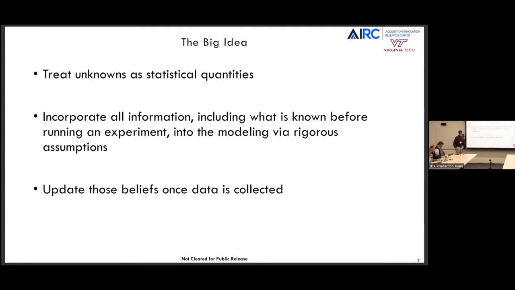So, okay, what's the big idea with Bayesian methods? Typically with T&E, there's an unknown that we're trying to estimate, right? There's some parameter of the system that we're trying to estimate from the test results. And we're going to treat that and the data as statistical quantities, okay? So each one of them will be a random variable, will have probability distributions.